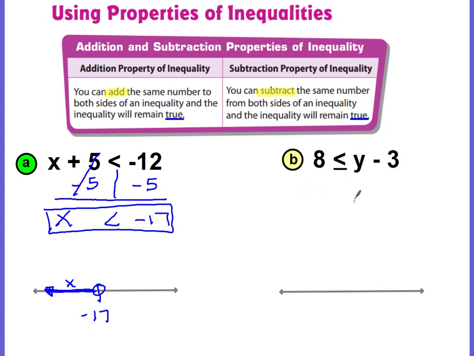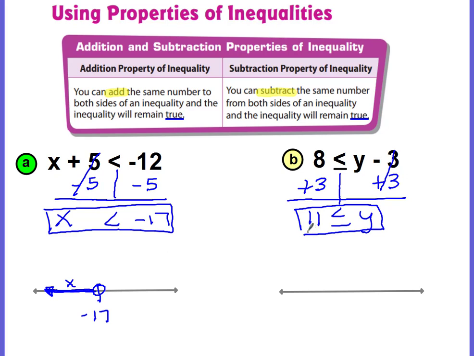Okay, let's try another one. I'm going to draw my line. This time my variable is on the right side, and I'm subtracting 3. So to isolate it, I need to do the inverse or the opposite, which is to add 3. I have to do it to both sides. Now let's do the math. 8 plus 3 is 11. Bring down the inequality symbol. My 3's zero out, and it leaves me y. So 11 is less than or equal to y. This is the solution to our inequality.